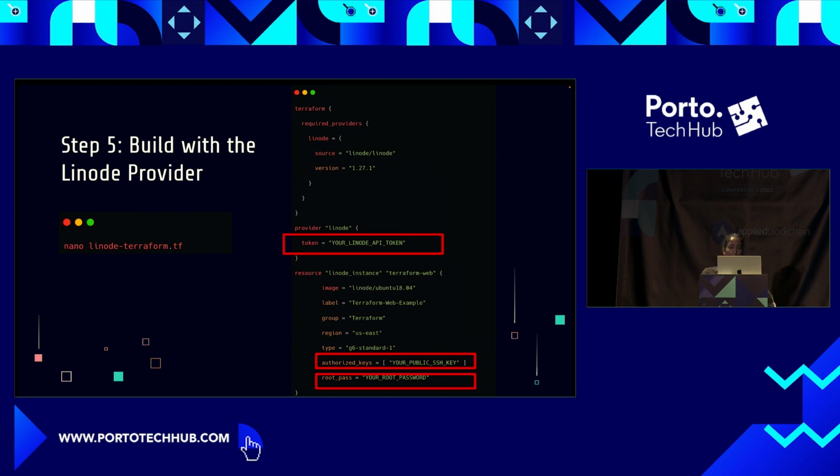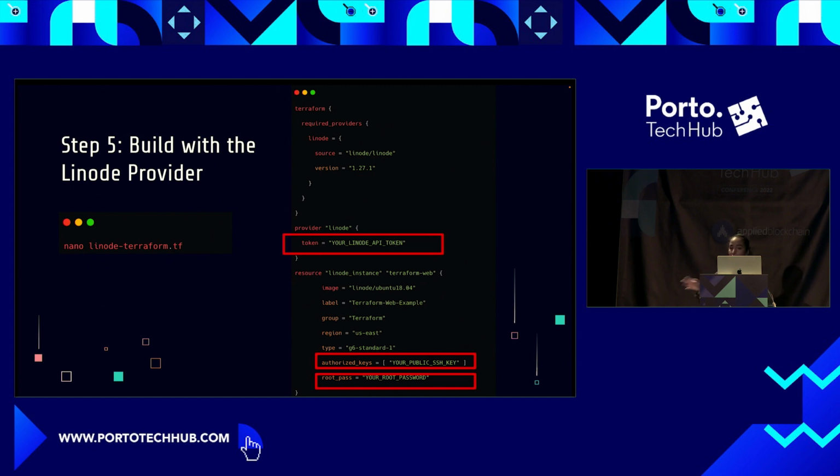Okay, now this is the fun part. You're going to build with the Linode provider. We need to create your configuration file and save it in a .tf file. That's how Terraform knows what to look at. The easiest way to do this, I think you can also do this from VS Code and create a new file, but you can also just use nano and then the name of the file, .tf.